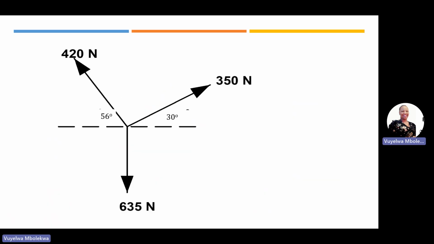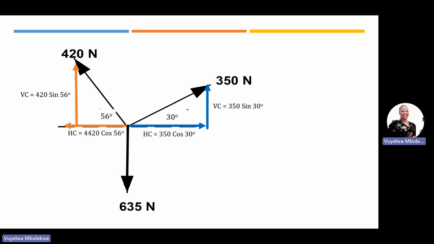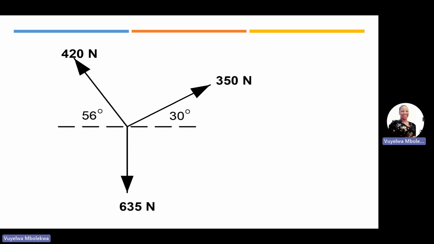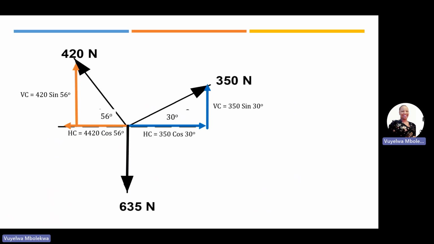Okay. Now, this is the next example. Did I work it out also? Oh, seems like it's been worked out, because I want us to do the book example. So again, here, the 635 Newton force is already vertical. You don't do anything with it. But the 350 Newton force and the 420 Newton force, you resolve them.